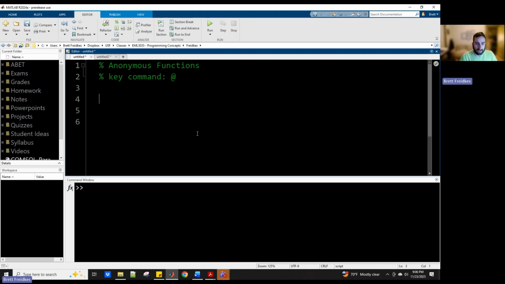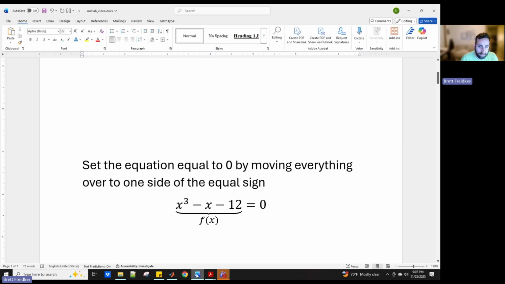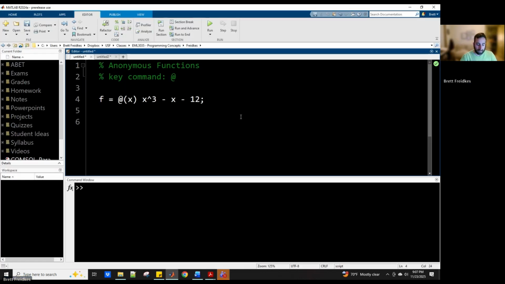So let's go see what that looks like. F is equal to at x. This was x cubed minus x minus 12. We'll double check that that's right. X cubed minus x minus 12. And then what I'm going to do is provide that function f and then an initial guess.